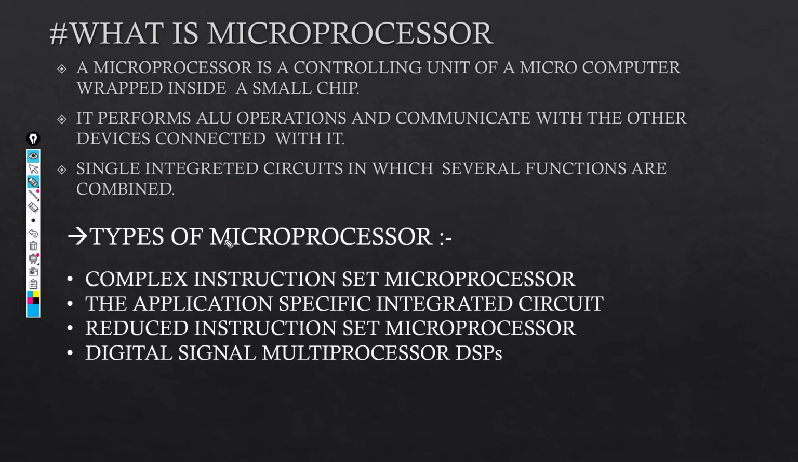Now, types of microprocessor: complex instruction set microprocessor, application specific integrated circuit, reduced instruction set microprocessor, and digital signal processors or DSPs. So these are the different types of microprocessor. So what was a microprocessor? A microprocessor was a microcomputer which is built on a small chip.